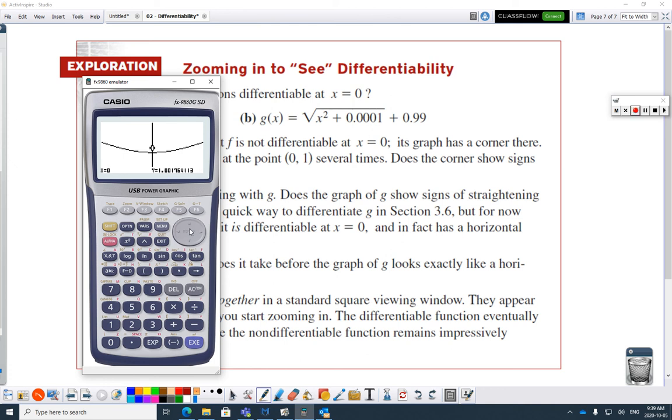Zoom in. Oh, it's almost happening. Zoom in. Oh, it's almost there. Zoom in. Oh, one more. Zoom in. Oh, one more. Zoom in. If you zoom in far enough to this function, it's flat.